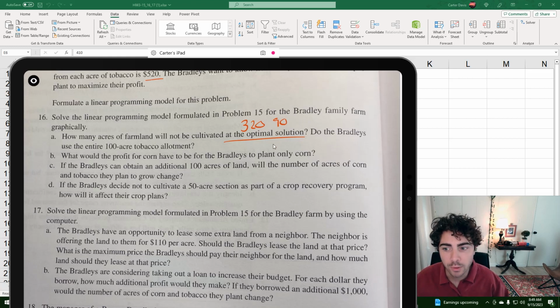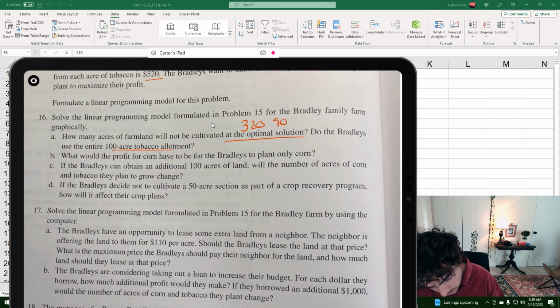Now they say, do the Bradleys use the entire 100-acre tobacco allotment? They do not, because they're only using 90 acres of the 100 acres. So 0 acres for the first part. And then do the Bradleys use the entire 100-acre allotment? No, only 90 acres.